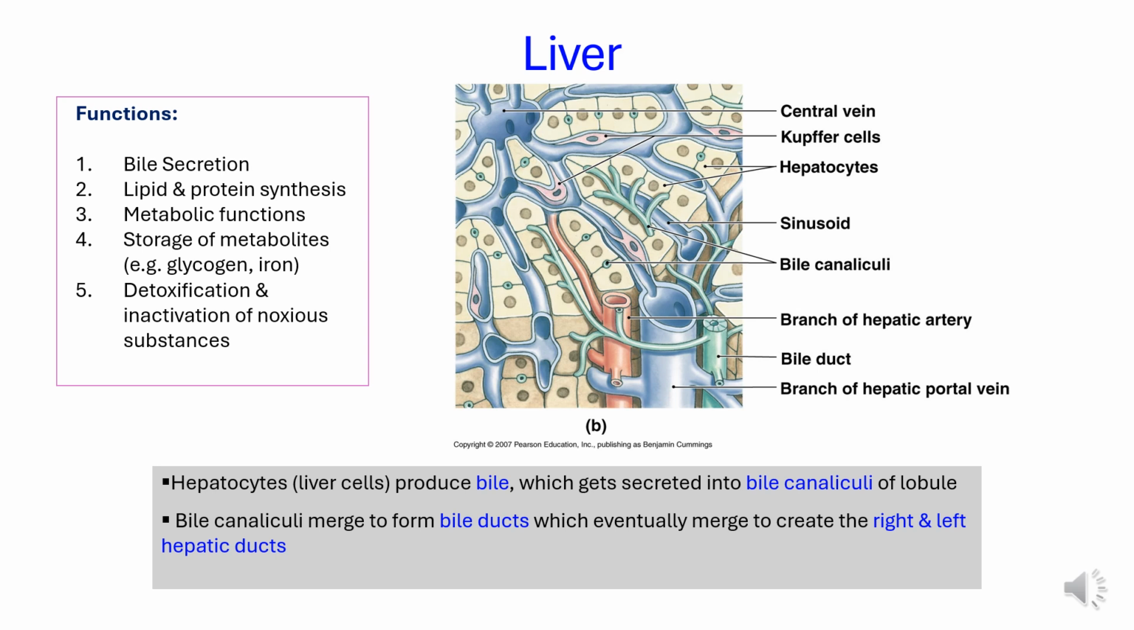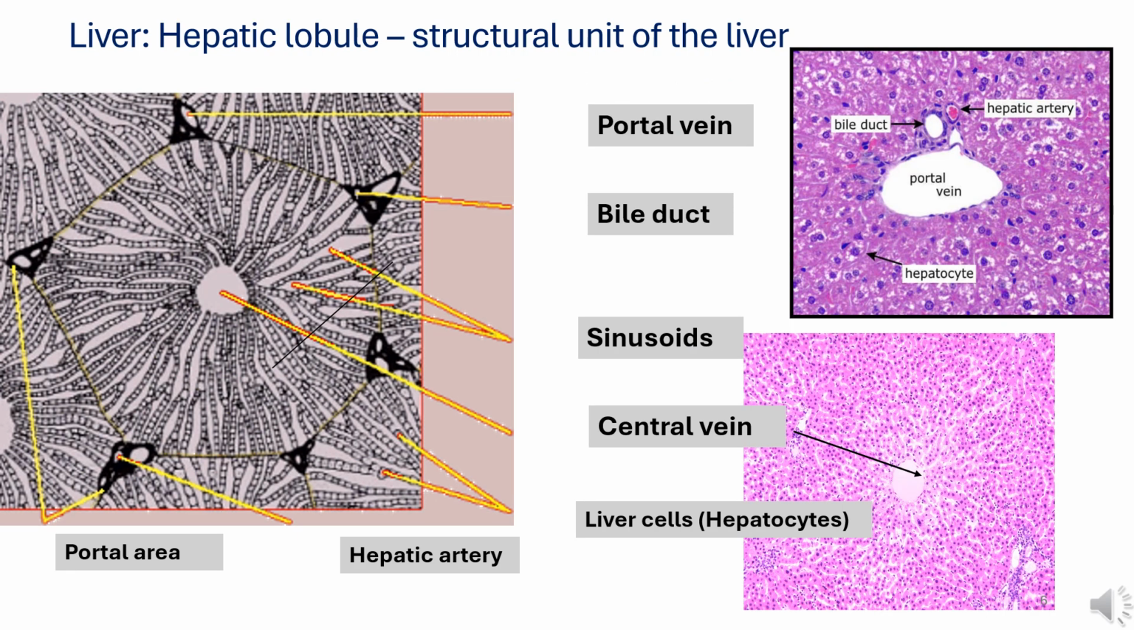Now, the vessels that are in the portal triad, again, there's three parts. You have the bile duct, hepatic artery, and the portal vein. On the left-hand side is an image of a lobule. The center point is that central vein, and then the dark points are the joining areas to other lobules, and that's where you're going to find your portal triad.